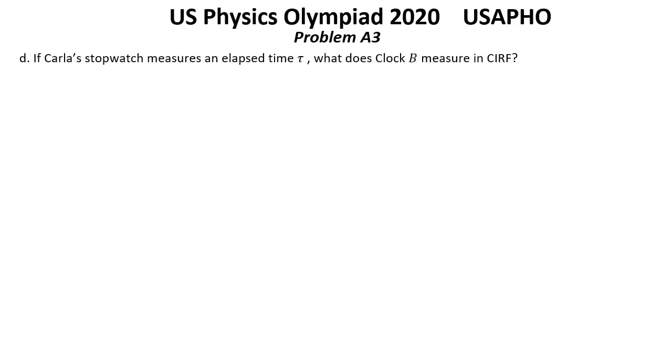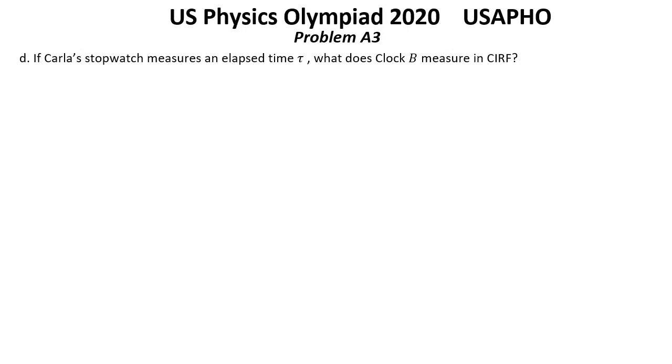Question D. If Clara's stopwatch measures an elapsed time tau, what does clock B measure in CIRF? Solution. The readings on clock B and on clock A are not necessarily identical once Clara moves through the circle, because her motion becomes more parallel with the displacement between the two clocks, and thus simultaneity is lost.